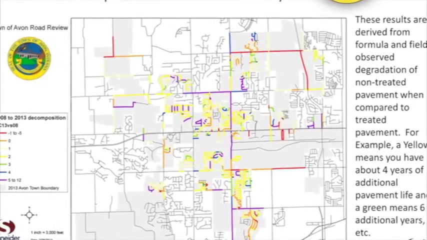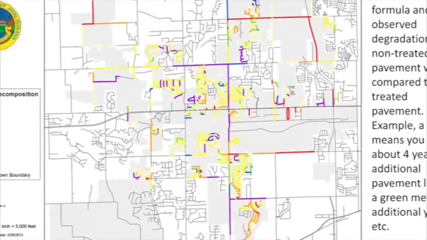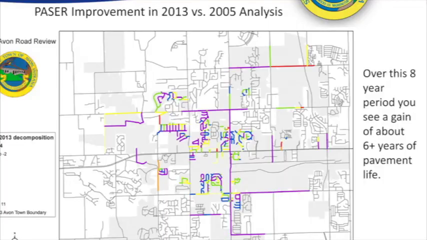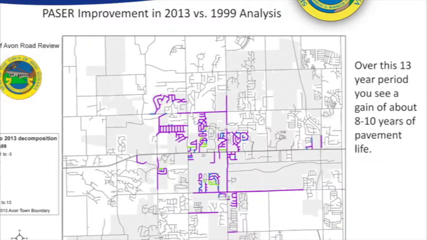In this exhibit, purple is very good. That's basically meaning you're getting a 5 to 12 year rate of return or increase out of your pavement life. When you look at 2005 to 2013, you see more purple. Basically, over this 8-year period, you see about a 6-year gain in pavement life on average. Again, that's a conservative number, you're looking at close to 100% rate of return on pavement life. And again, we go to 2013. What I was basically able to deduce is that over this 13-year period, we've seen about an average of 8 to 10 years of gained pavement life versus traditional pavement degradation that we've seen with untreated roadways.